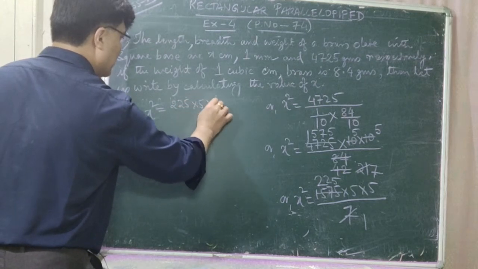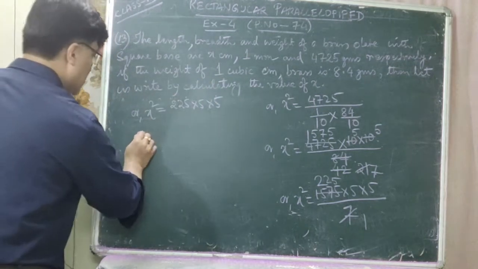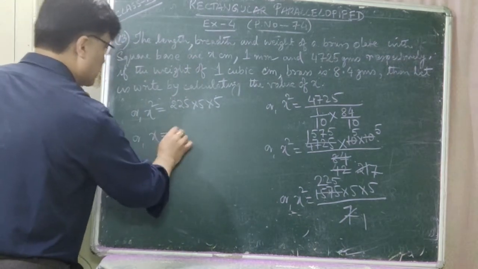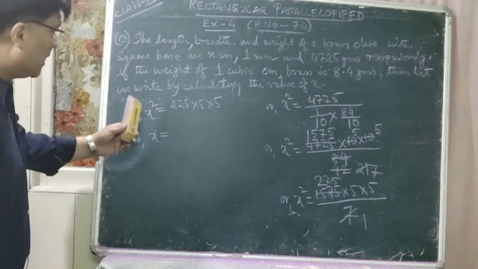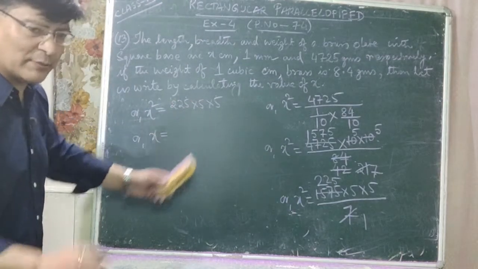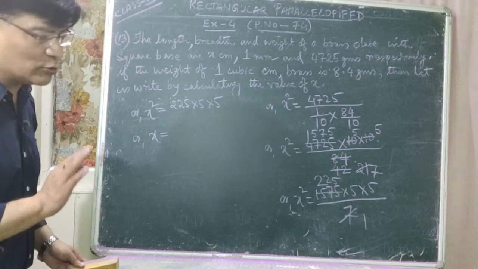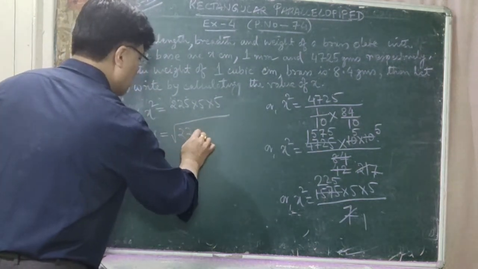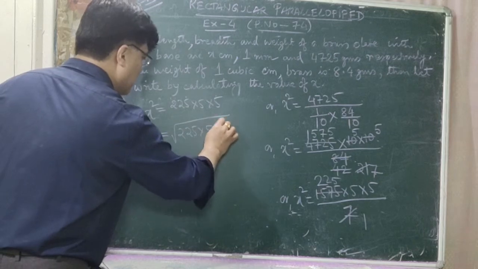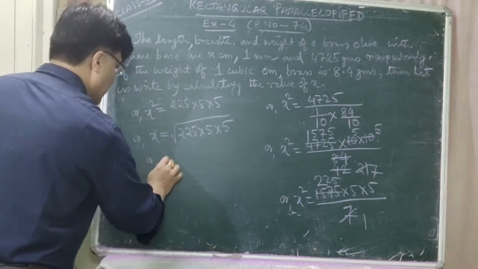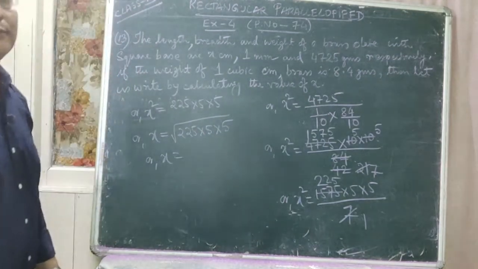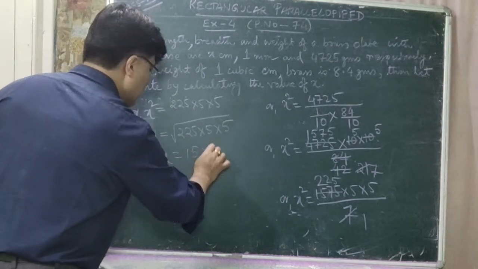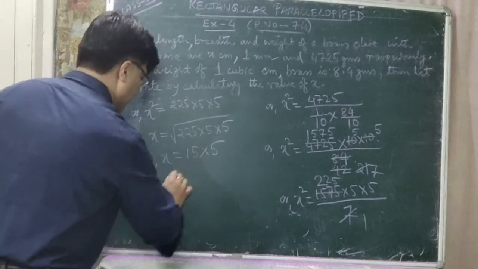225 into 5 into 5. So what is x square now? Now take the square root of the right hand side. So x square is equal to 225 into 5 divided by 1. The denominator is 1, you don't have to write that. Okay, so what is the value for x? It is within square root 225 into 5 into 5, or x is equal to square root of 225. You know that it is 15, and what is square root of 5 into 5? That is your 5.